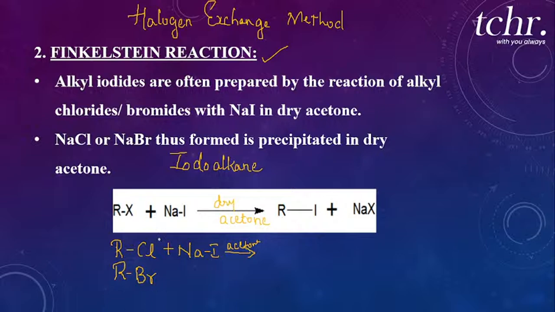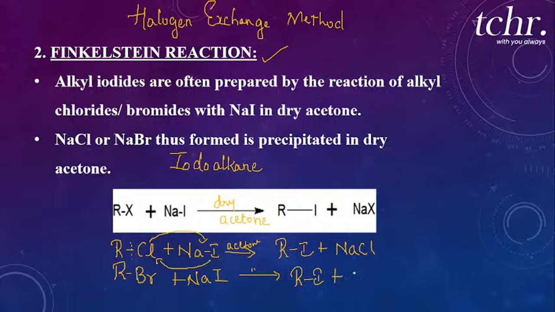It is just a simple substitution reaction, dear students. Break the bond between the alkyl group and chlorine and add iodide ion to that, and what you get is RI plus NaCl. In the same way, take any bromoalkane, treat it with sodium iodide in the presence of acetone, and you get alkyl iodide plus sodium bromide. Understood? This simple substitution is therefore known as the halogen exchange method.